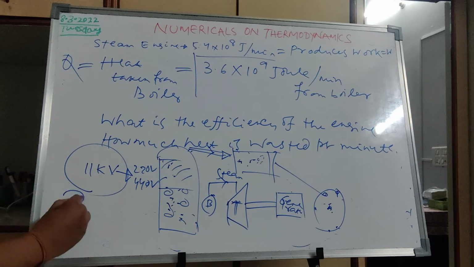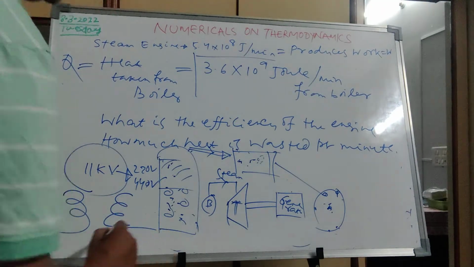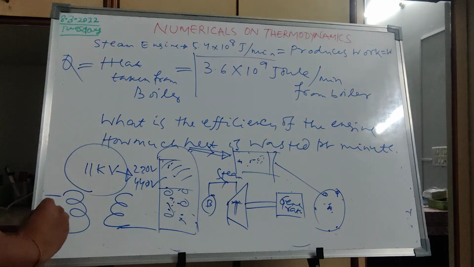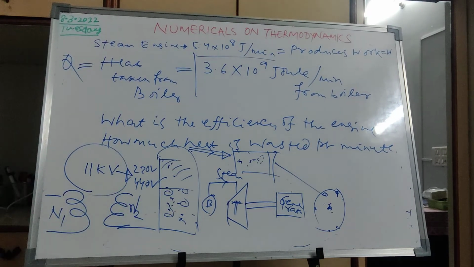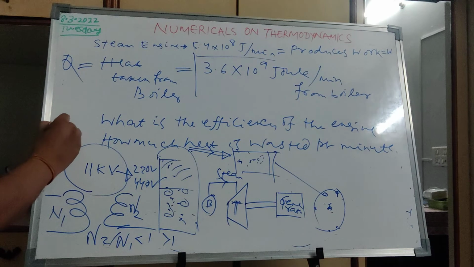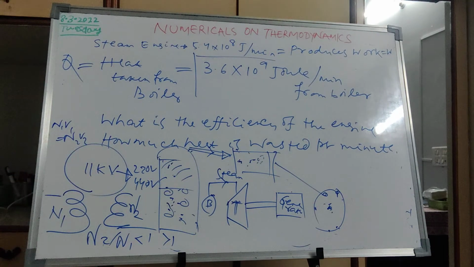Your transformer will have a primary winding and a secondary winding. The primary winding will have N1 turns, the secondary winding will have N2 turns. Depending on whether N2 by N1 is greater than 1 or less than 1, you will call it a step up or step down transformer. So N1 V1 is equal to N2 V2. That is the principle of a transformer.